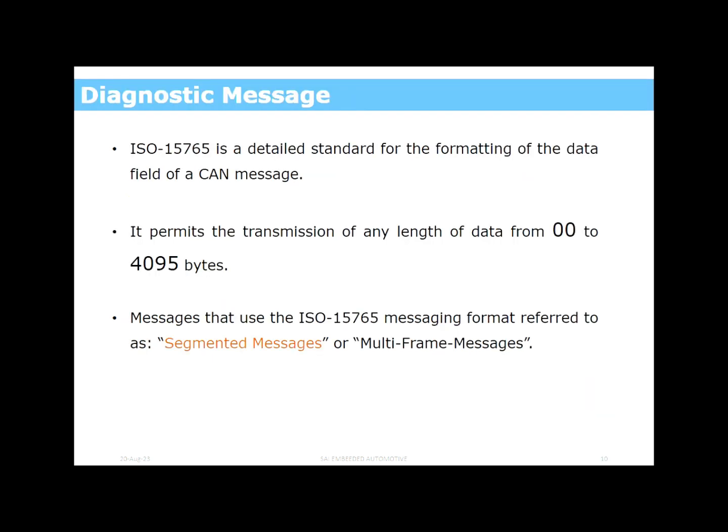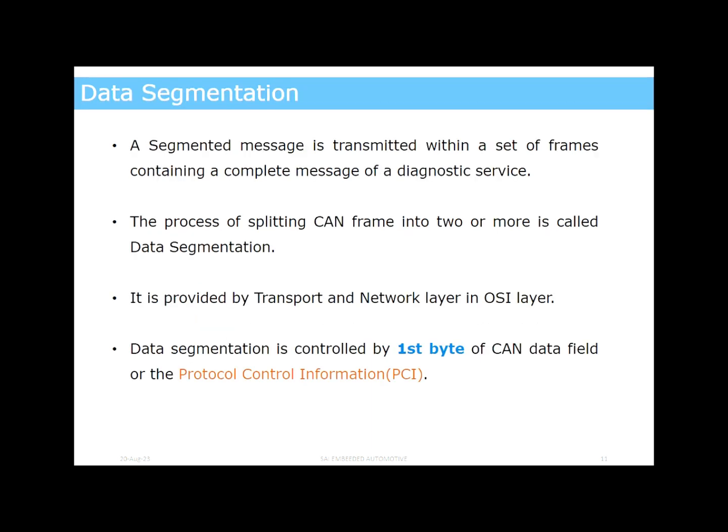So this is about the normal diagnostic flow, like ISO 15765. It's a detailed standard for formatting the data field of a CAN message. It permits transmission of data lengths from 0 to 4095 bytes. We'll do another video on the CAN-TP in detail, like how the flow happens in the CAN-TP: single frame, first frame, consecutive frame, in the next video.